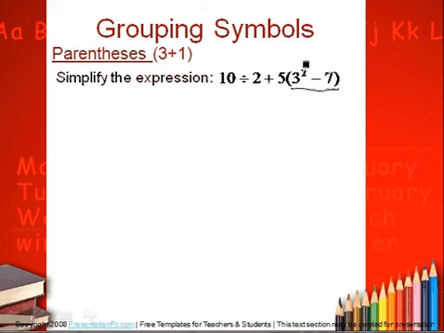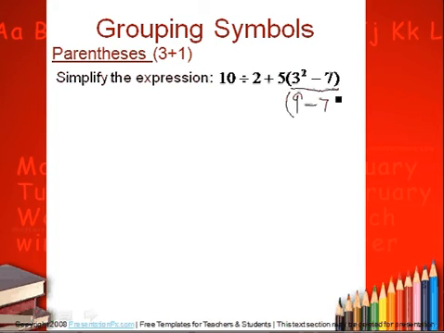Now, once I'm inside that set of parentheses, I have to go through the order all over again. Are there any grouping symbols inside this parenthesis set? No. Are there any exponents? Yes, there are. So I have to take care of those exponents first. 3 to the second power is not 6. It's 3 times 3. It's 9. So this is going to become 9 minus 7.